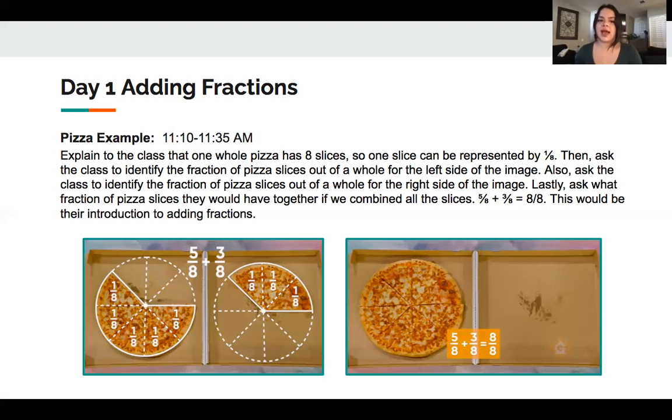Lastly, we would ask the class what fraction of pizza slices they would have together if we combine all the slices. So in other words, we would ask them what their answer would be if we added 5/8 plus 3/8. And in this case, we can see it on the visual to the right, that 5/8 plus 3/8 would give us 8/8. And this would be their introduction to adding fractions.